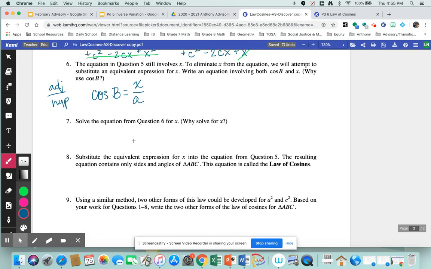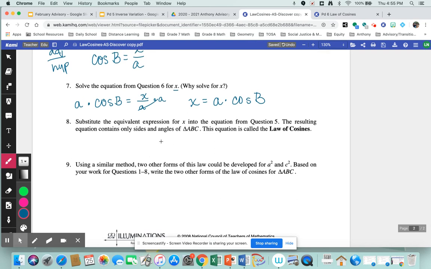Step 7 tells us to solve the equation from question 6 for x. So we want to get x by itself. That just means we're going to multiply both sides by a. And those a's reduce. So we have x is equal to a times cosine of b.